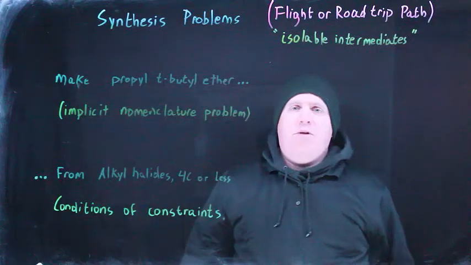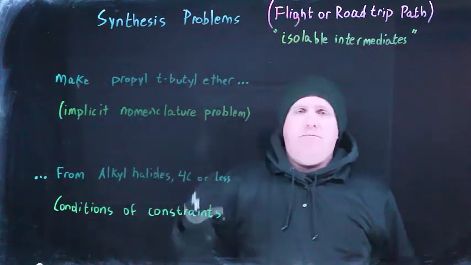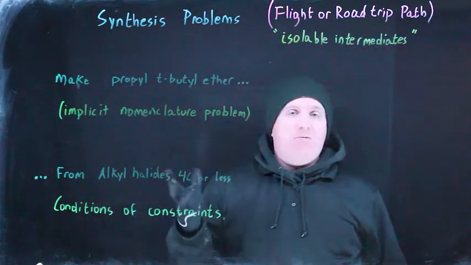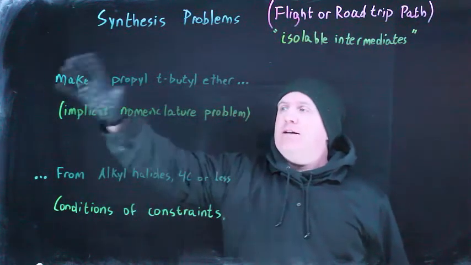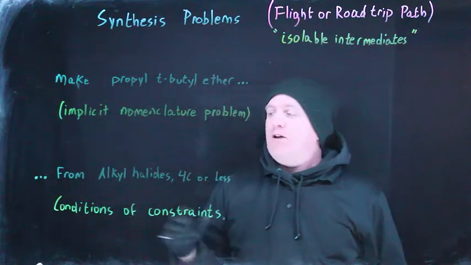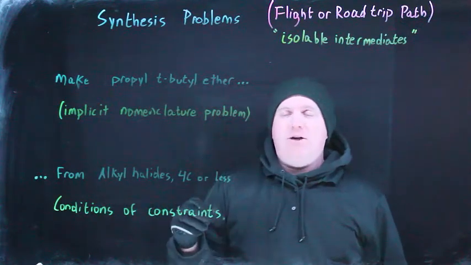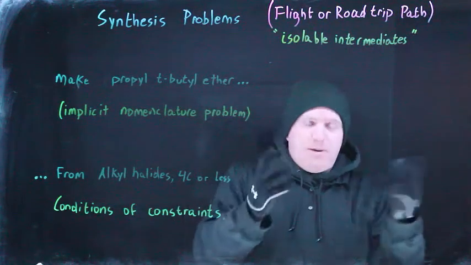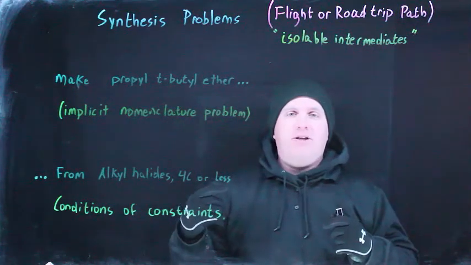The brand new problem that we have to talk about is synthetic problems, synthesis. How do you make this thing from whatever constraints you have? Frequently, these are in the context of, I want you to make one specific molecule from a list of relatively small constraints. Often, those problems are described by drawing a picture and you need to make this. Often, there's going to be an implicit nomenclature problem there as well.